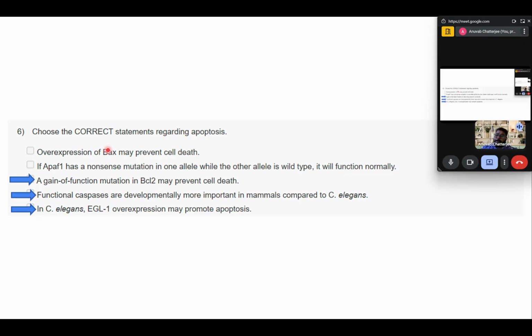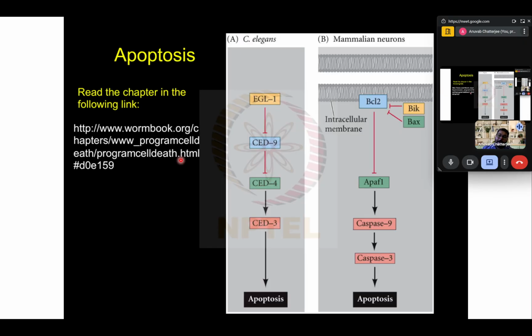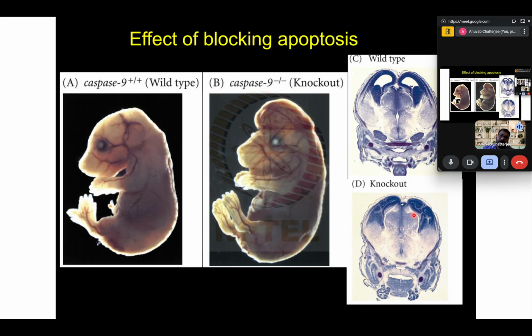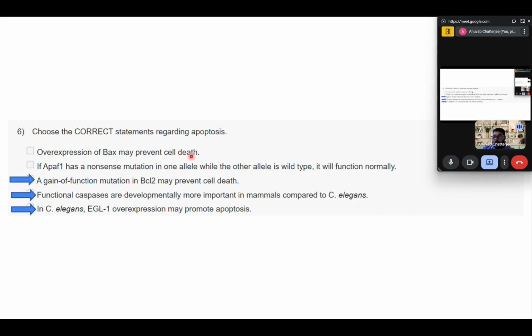And now let us look at the question. The first option is overexpression of BAX may prevent cell death. As we saw, more BAX actually causes inactivation of BCL2 and promotes apoptosis. So the first option is not correct. If APAF1 has a nonsense mutation in one allele while the other allele is wild type, it will function normally. This is just not true. There is not enough information. This is also not correct.